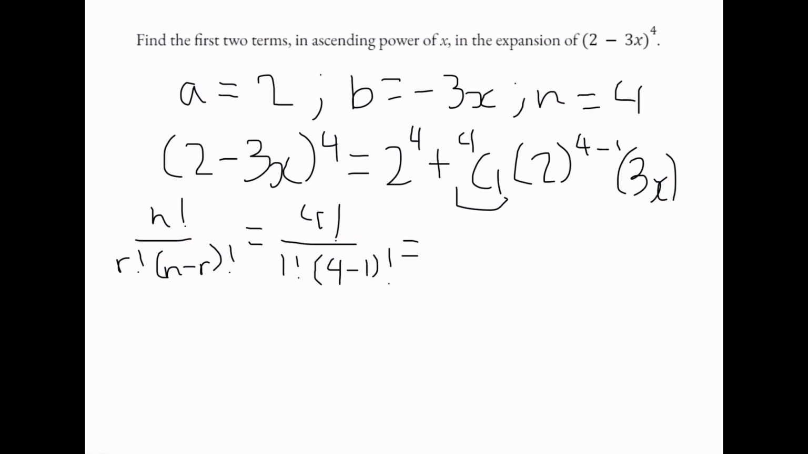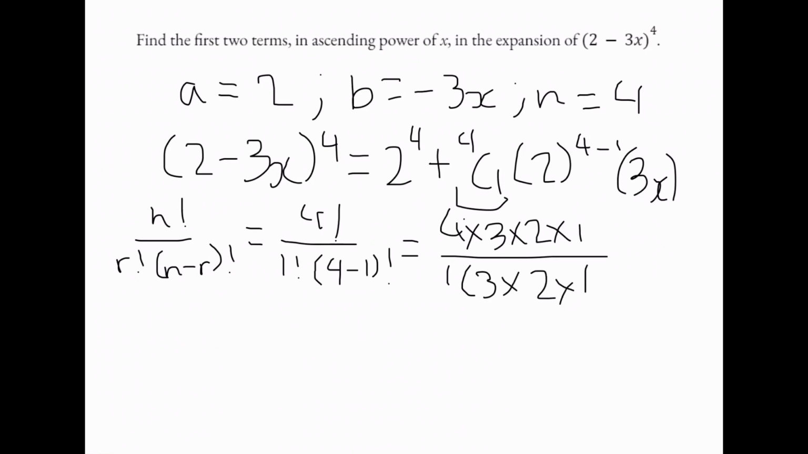So essentially what a factorial is, is all the positive integers from 1 to n. So it would be 4 times 3 times 2 times 1 for 4 factorial, over 1 factorial, which is just 1, times 4 minus 1 is 3, so 3 times 2 times 1, which will be 3 factorial. And then you'll notice that 3 times 2 times 1 will cancel each other out. So 4C1 is just 4.